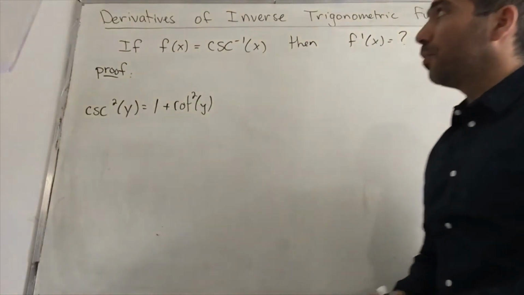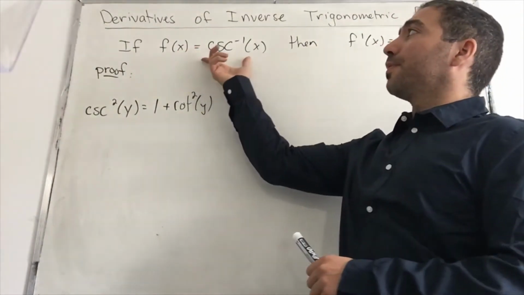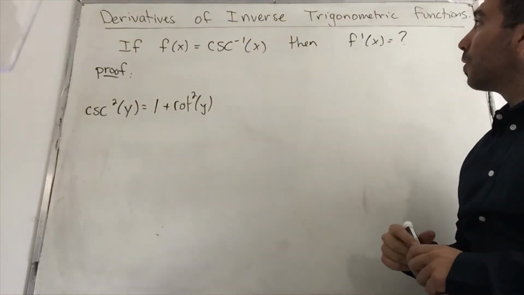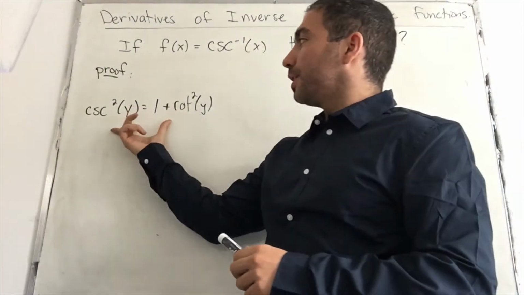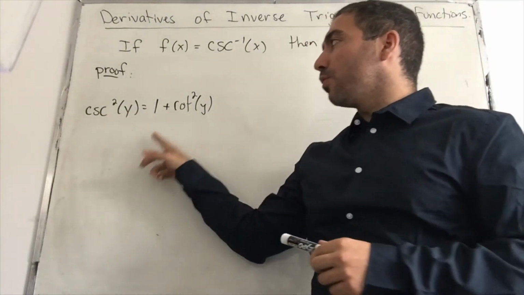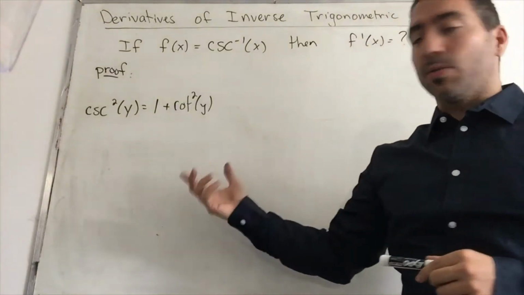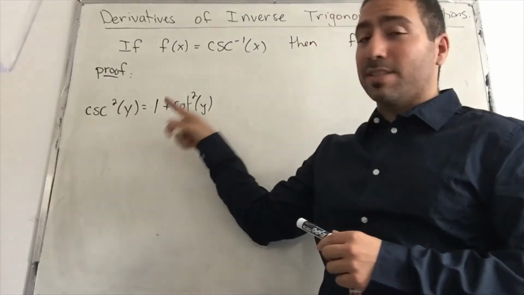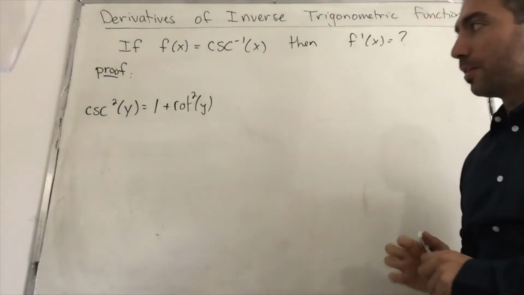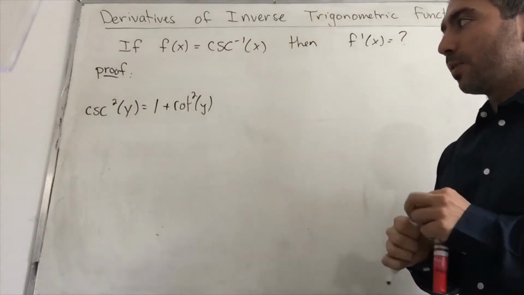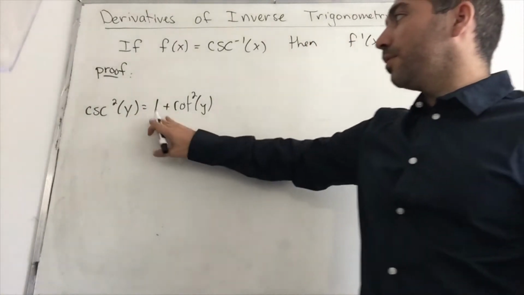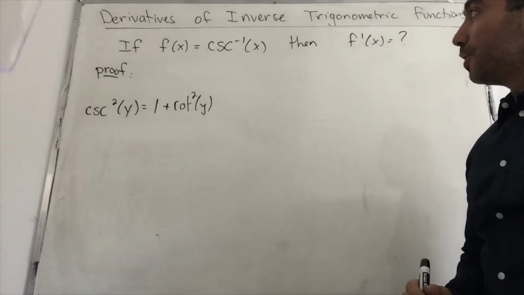So now let's go ahead and prove what the derivative of cosecant inverse is equal to. So first of all, the property, let's mention this here. We know that secant squared is equal to 1 plus tan squared. So the same property applies for cosecant squared. It's equal to 1 plus cotangent squared. Okay, so once you know the secant squared equals 1 plus tan squared, you could just use that to obtain this equation here, this property.